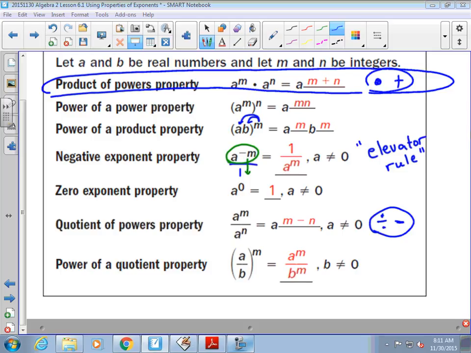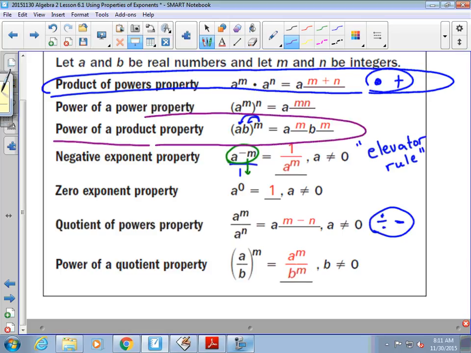But again, just like this one here, where we said the power of a product, we kind of treated it like the distributive property, and we raised a to the m and b to the m. You can do a to the m and b to the m, and it becomes a to the m over b to the m. So it's almost like you're distributing it to that as well. Again, that's not the official term to distribute, but that's how most of us think of it. So let's take a look at an example like that.